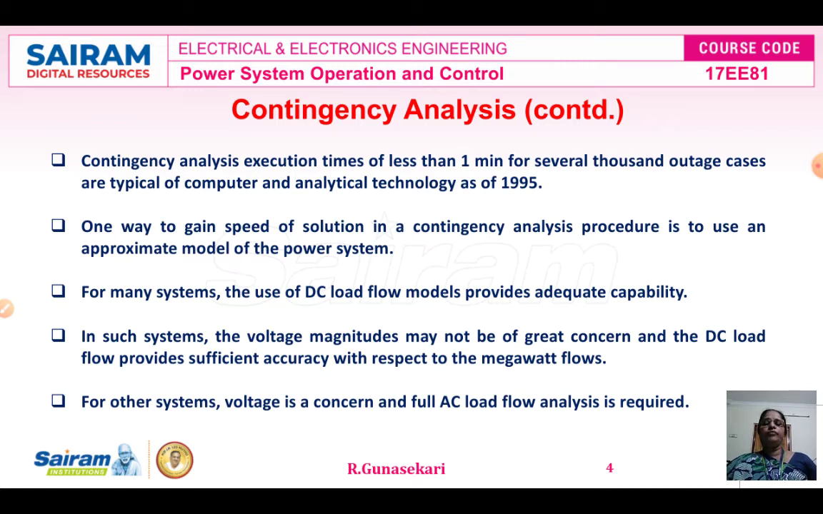Actually, one way to gain speed of the solution of the algorithm in a contingency analysis procedure is to use an approximate model of the power system. For many power systems, the use of the DC power flow method provides adequate capability. In such systems, the voltage magnitudes may not be of great concern. The DC load flow provides sufficient accuracy with respect to the megawatt flows.